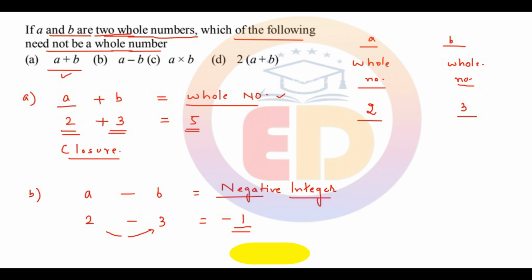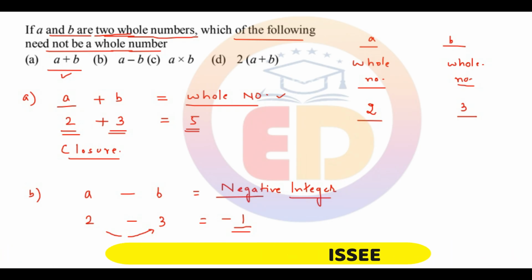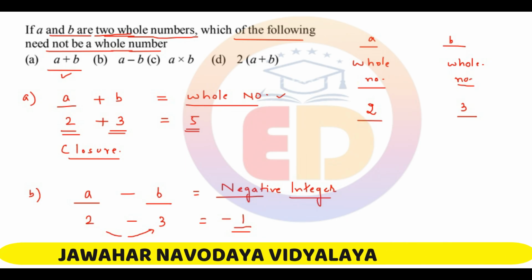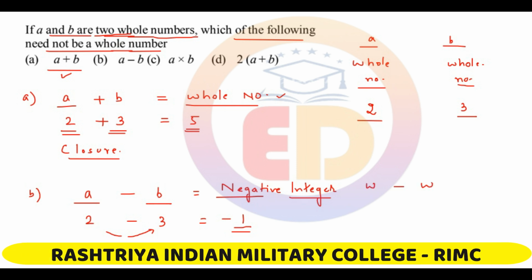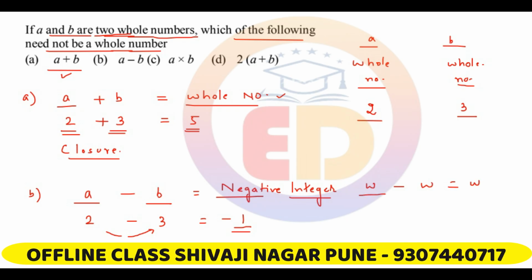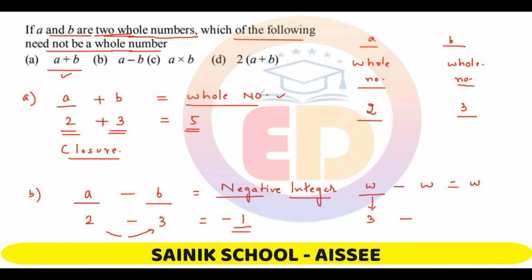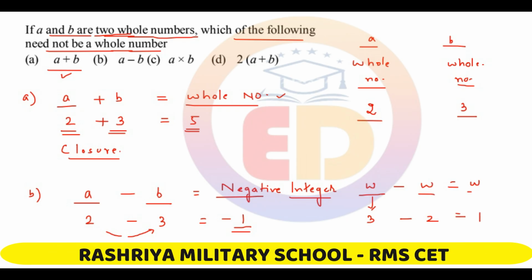तो यहां पर सेकेंड ऑप्शन A माइनस B हमारा होल नंबर नहीं आ रहा है. जब हम दो होल नंबर्स को माइनस करेंगे तो हमारा आंसर हमेशा होल नंबर आना जरूरी नहीं है. Let us understand another very important point, that when a whole number minus whole number will be a whole number. Whole number minus whole number will give me a whole number only when the first whole number is greater. अगर हम पहला होल नंबर 3 ले लें और दूसरा होल नंबर 2 ले लें, 3 minus 2, then it will give me 1 which is a whole number.